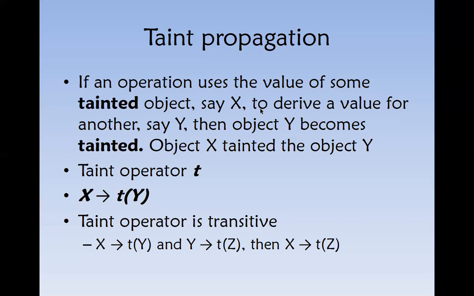Okay, so we say that the object X tainted the object Y. The taint operator in this case is that if X is tainted, then Y is also tainted, and this taint operator is transitive. So if X taints Y and Y taints Z, then we say that X has indirectly tainted Z. That's what we mean by this taint operator, which is essentially telling you what was the source of this taint.